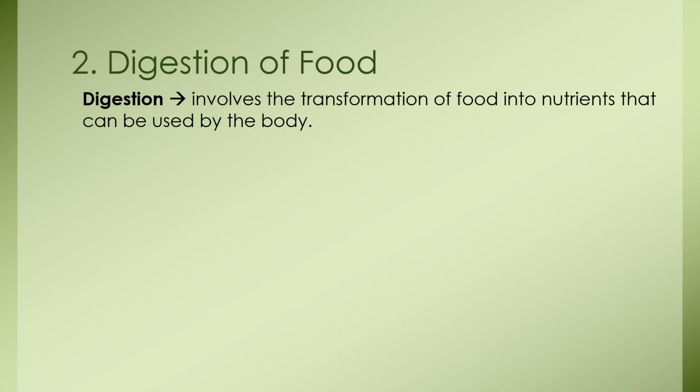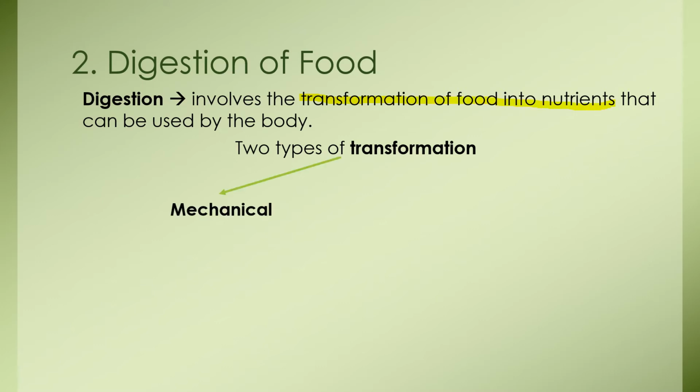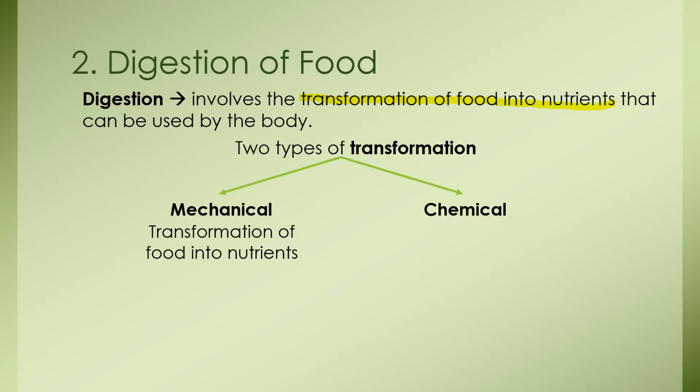Now, how do I digest? So after I swallow my food, how do I digest? I have two types of transformation of food into nutrients that we perform. One is mechanical and the other one is chemical. The mechanical is the transformation of food into nutrients by chewing and churning.